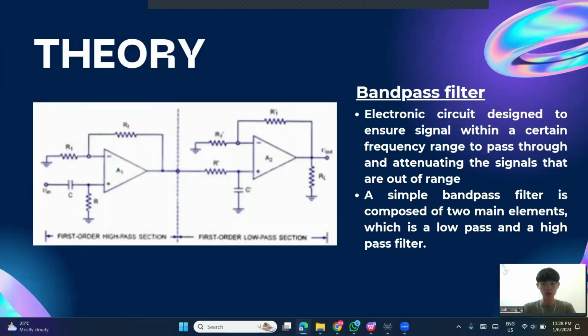Okay, so this is the theory of bandpass filter. A bandpass filter is an electronic circuit designed to allow signals within a certain frequency range to pass through while attenuating the signals that are out of range. You can see here a simple bandpass filter that is composed of two main elements, which are a low pass and a high pass filter.